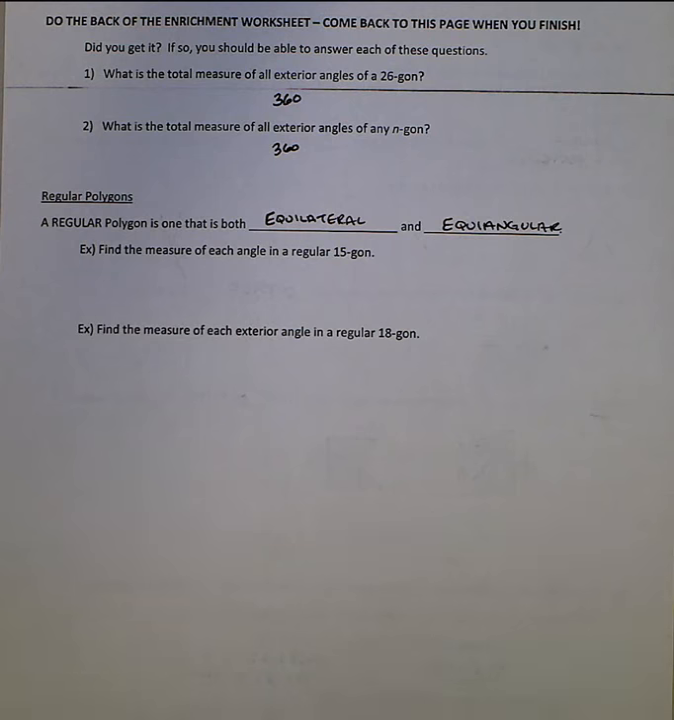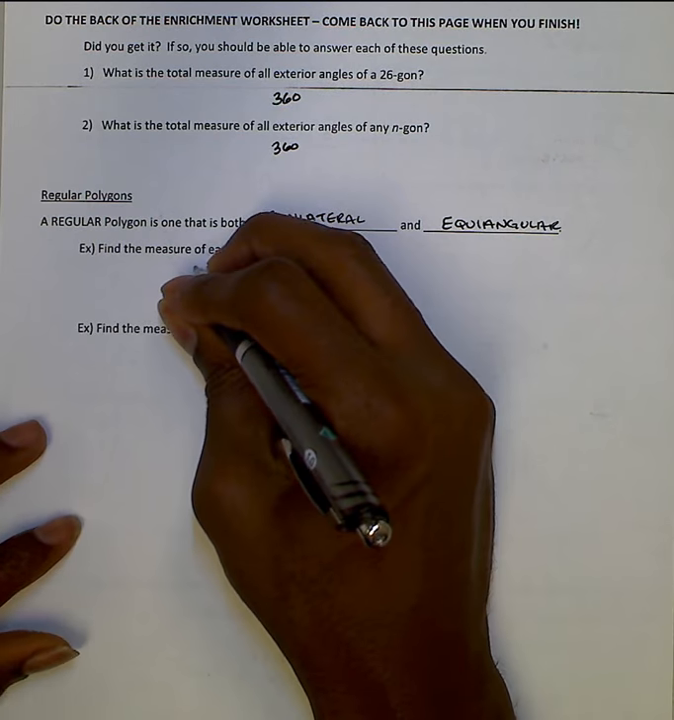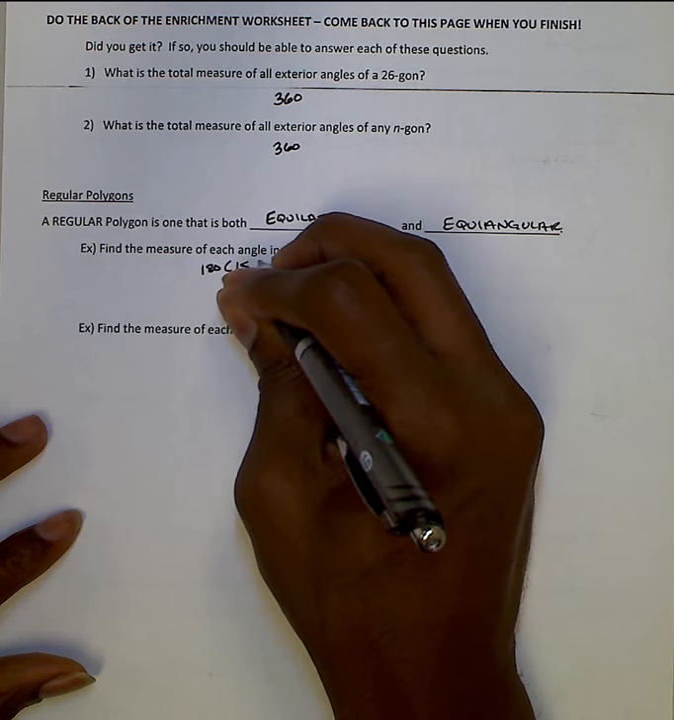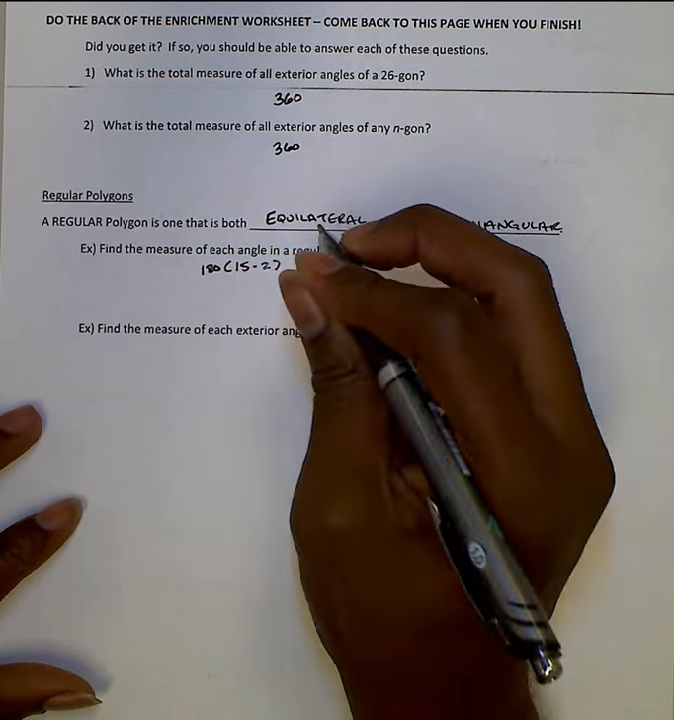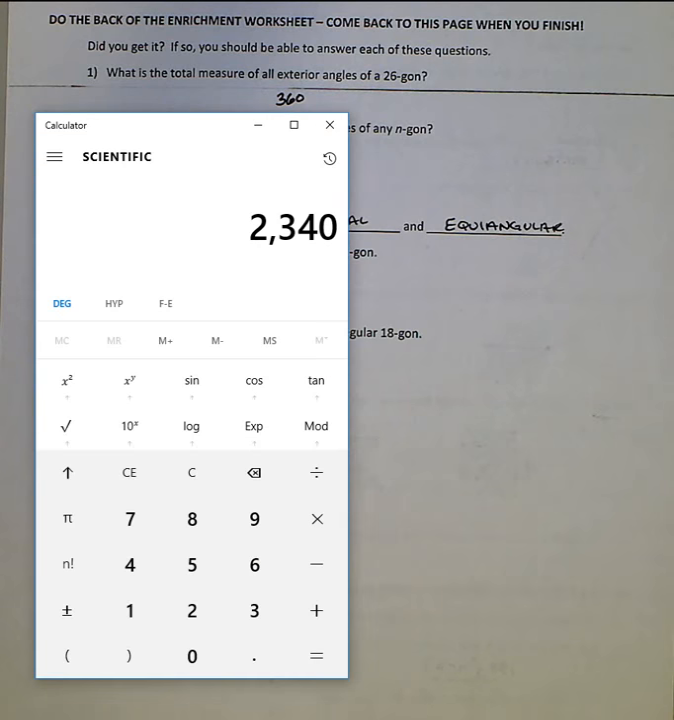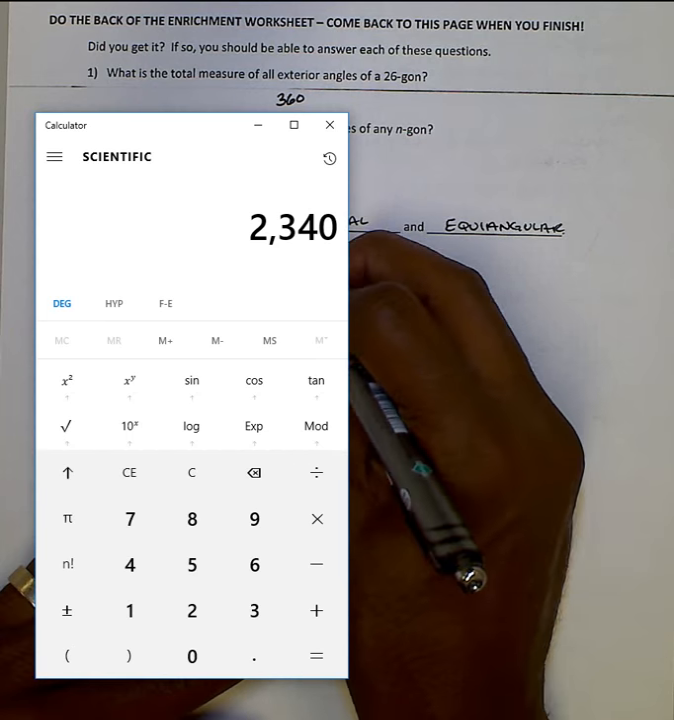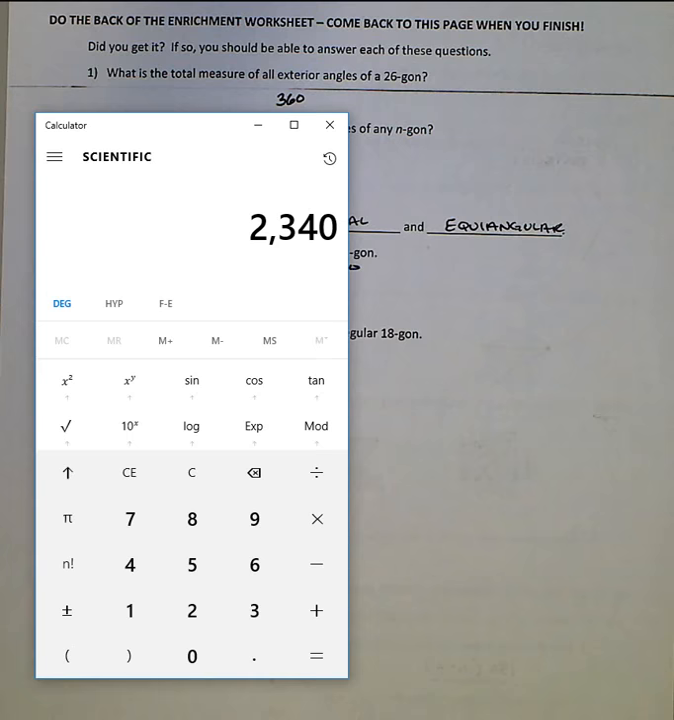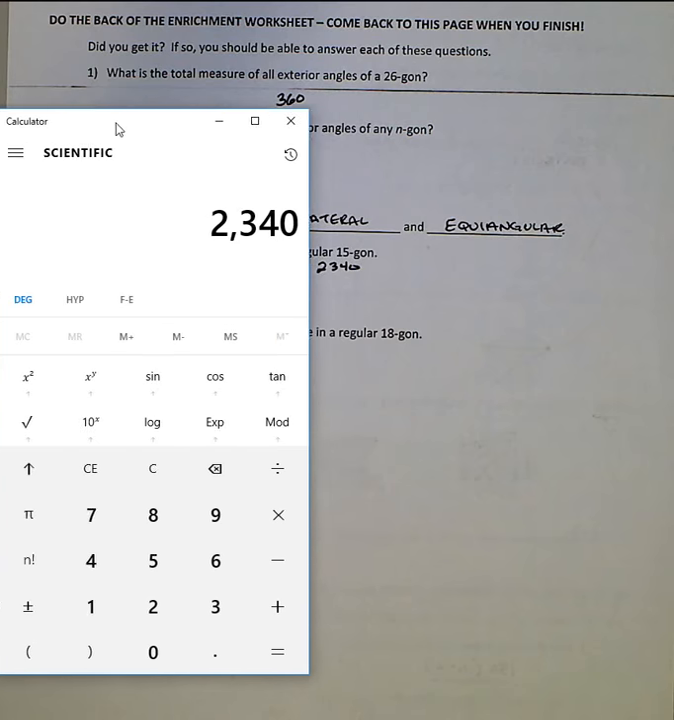So let's find the measure of each angle in a regular 15-gon. This is how we're going to do this. First, we need to know how many degrees are in a 15-gon. We can find that just by using our polygon angle sum theorem: 180 times 15 minus 2, 15 for the number of sides. That gives us 180 times 13, 2,340. Now that's the total degrees in a 15-gon.